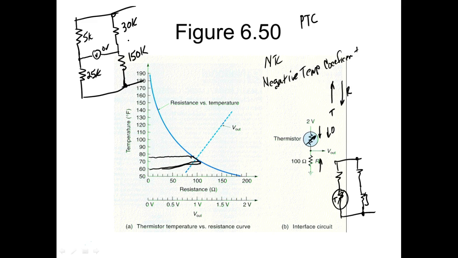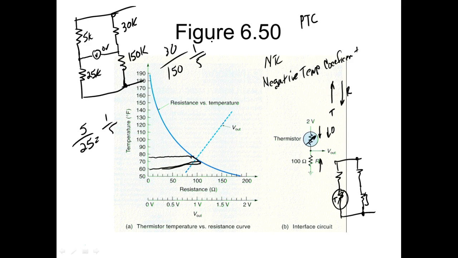So what you're doing is you're not looking at the size of the resistor. 5 over 25 gives me what? 1/5. 30 over 150 gives me what? 1/5. So this one's balanced. That would be 0. When you're looking to see if a bridge is balanced, it's not the size of the resistors, it's the ratio of the resistors.